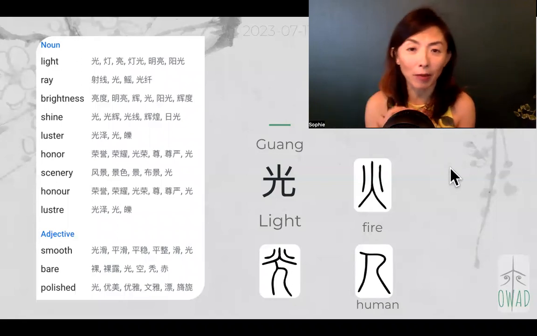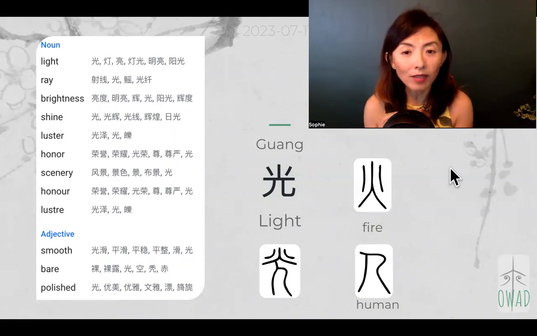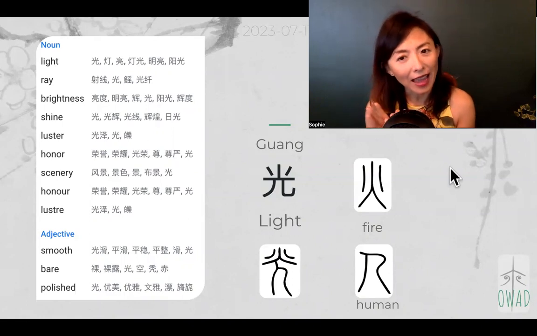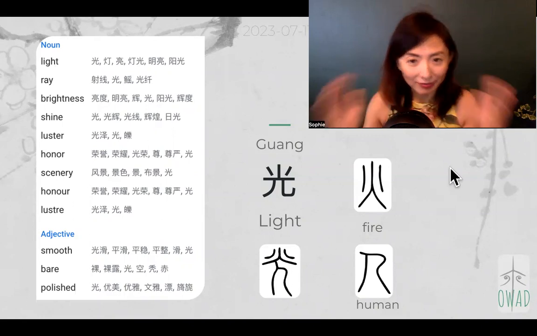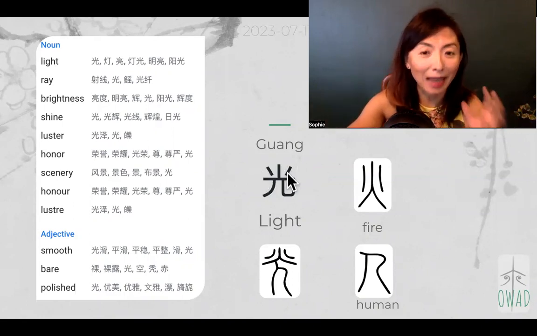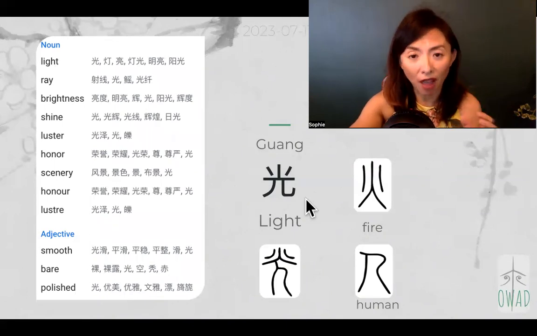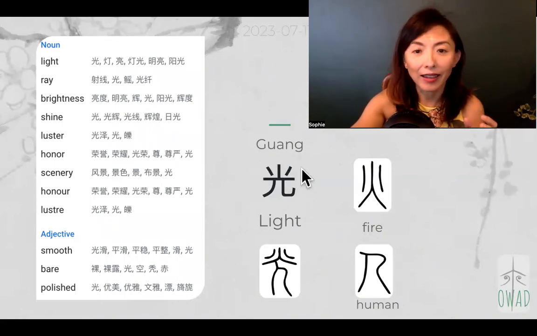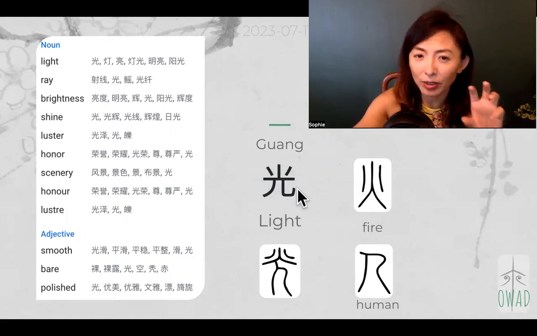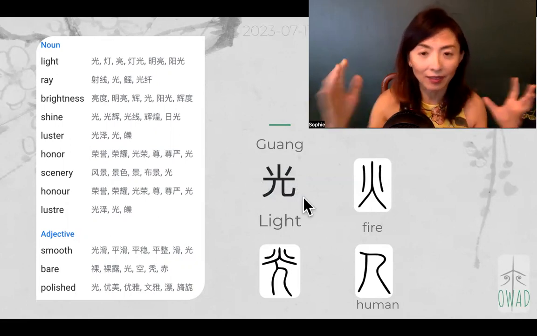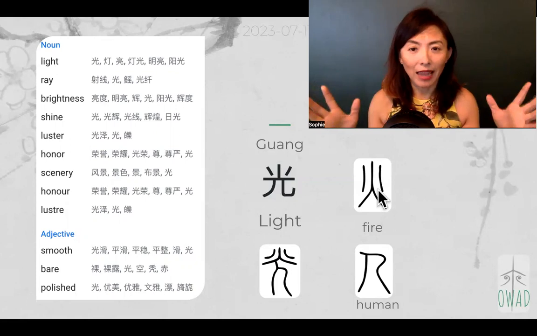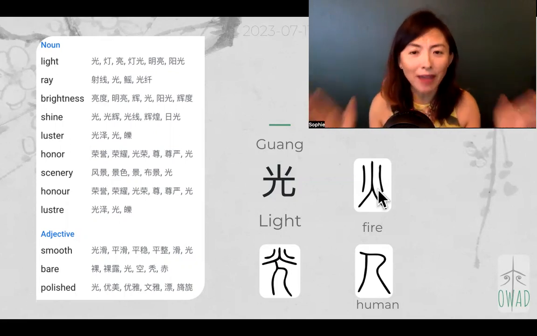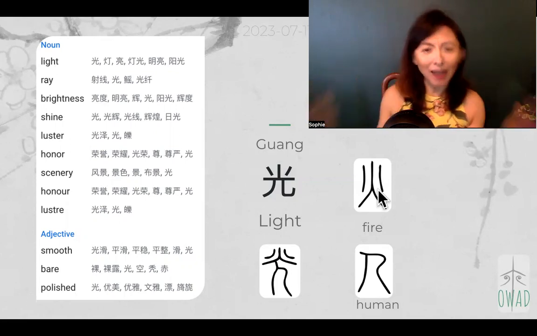Okay, so today we talk about guang. Guang means light. And before I looked into it, I had never imagined how light was defined in Chinese. Because this character, simplified Chinese guang, came to me in this form, and I wouldn't imagine how that means light.